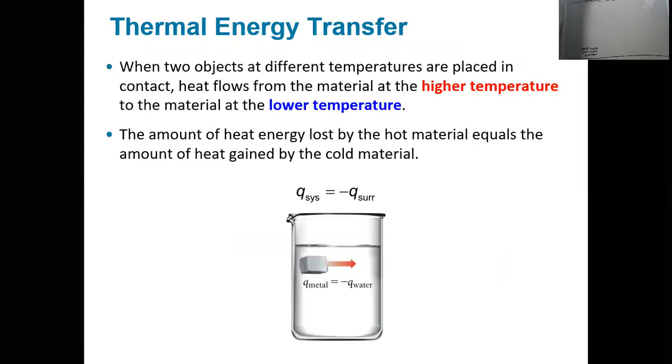Okay. Like I said before, when you have two objects at different temperatures and they are placed in contact, so they start to transfer thermal energy, you're always going to have the heat flow in the direction of higher temperature to lower temperature. Now, whatever amount of heat is lost by the warmer thing, that is the exact amount of heat that's going to be picked up by the colder thing. So these numbers are related.